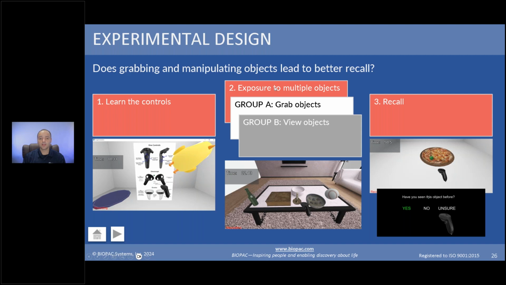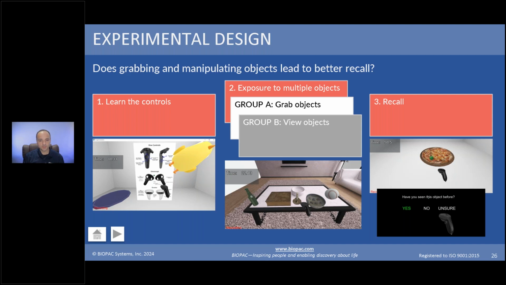In the second part, we expose the participant to an environment, which will be a living room. And in this living room, we have different kinds of objects. So we have several objects in the living room, and then you go to another iteration of the living room with different objects, and then again and again. So the space where you are is always the same, but the objects change.